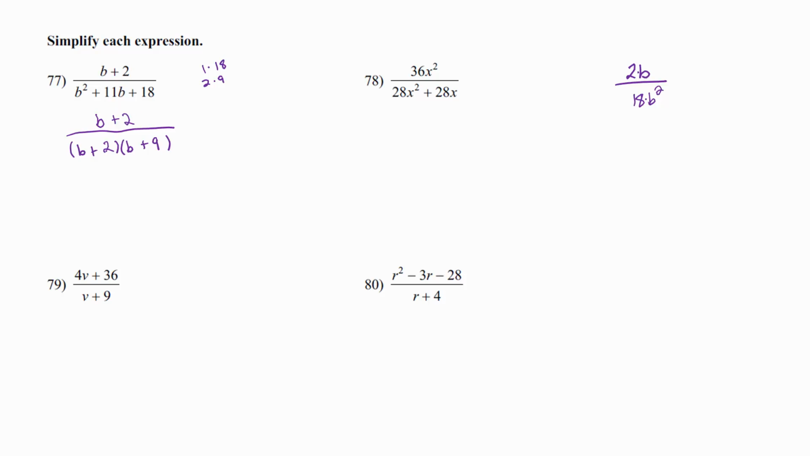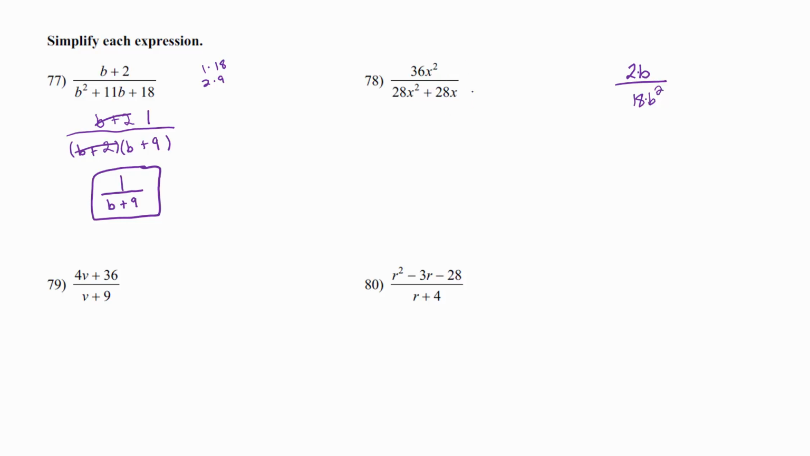I can't cancel out this b plus 2 unless somehow on the bottom I can also have a b plus 2. And so you might be thinking, well, that doesn't make any sense that we could somehow get a b plus 2 on bottom. But the bottom is something we can factor. We can say that the b squared splits into b and b. We can say what multiplies to get 18, that adds to get 11, which is 2 and 9. So b plus 2 and b plus 9.